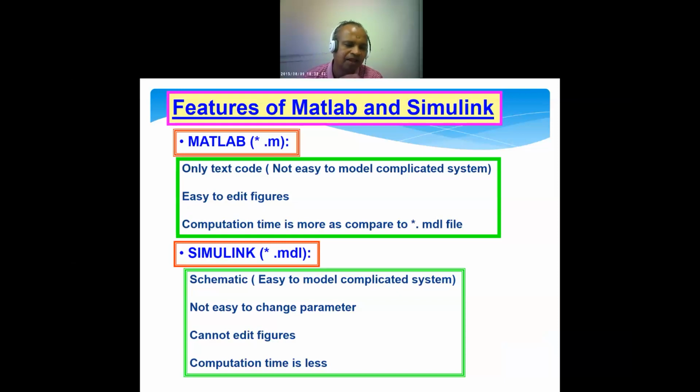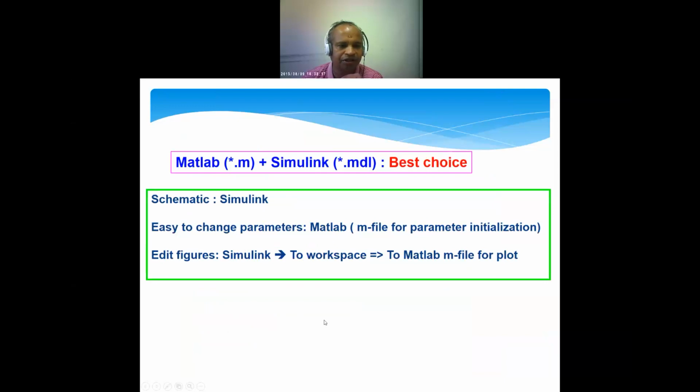Simulink plus MATLAB is the best choice. In MATLAB, you can initialize all the parameters in an M file, then you design in Simulink and run it. All the parameter variables you defined in Simulink will take their values from the M file.